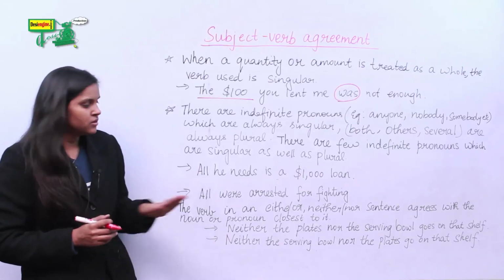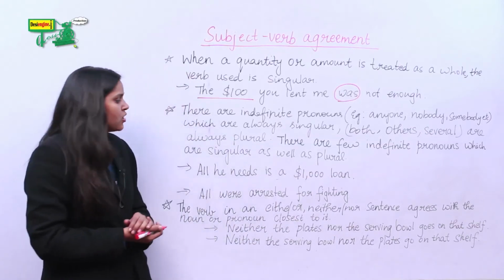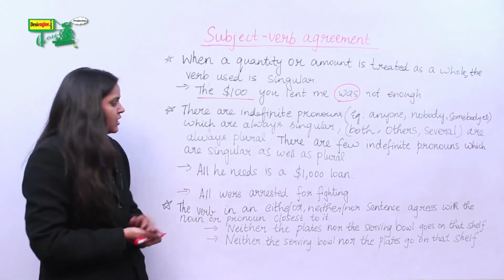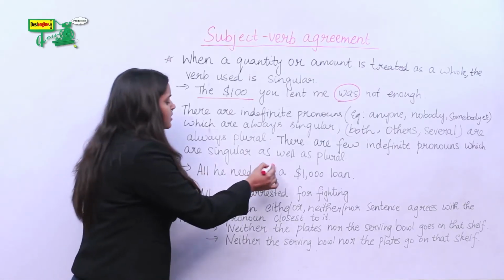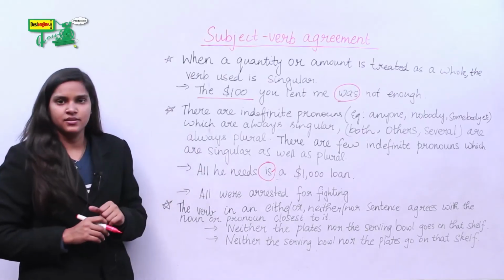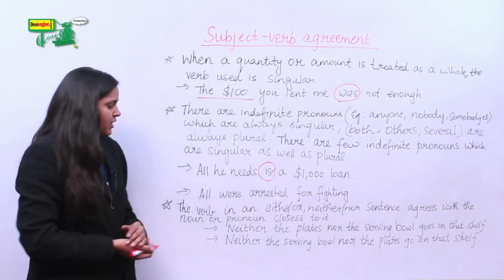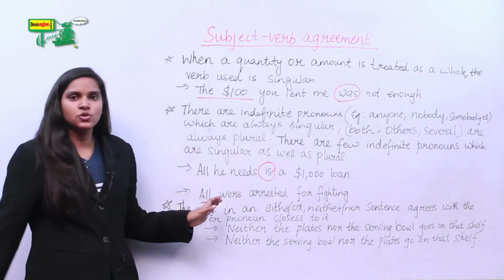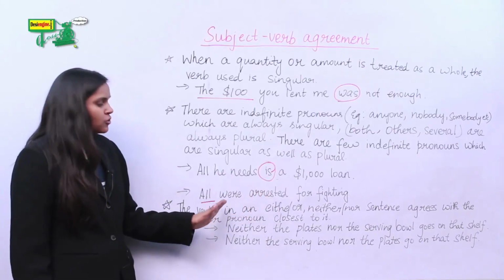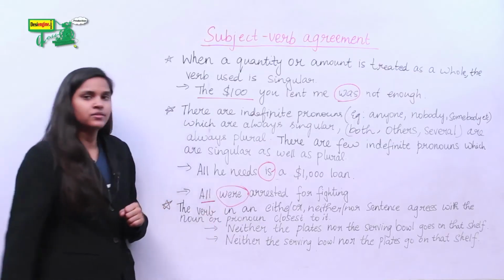For example, all he needs is a $1,000 loan. Here, all is treated as a single entity. Therefore, the verb used is in the singular form. Next sentence, all were arrested for fighting. Here, all is used in the sense of everyone involved in the fighting. Therefore, the verb used is in the plural form, were.